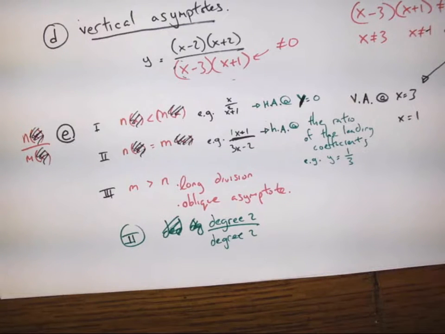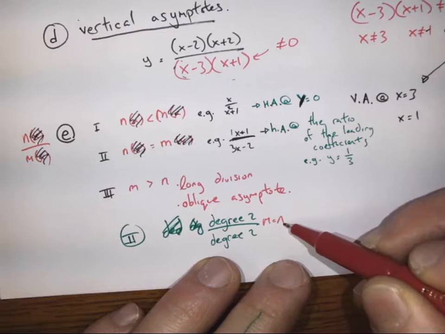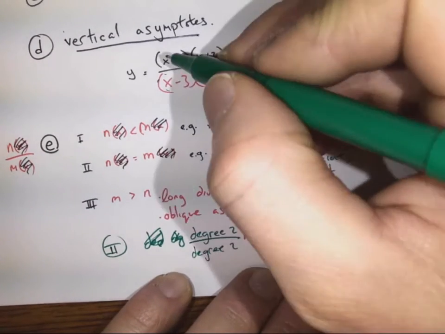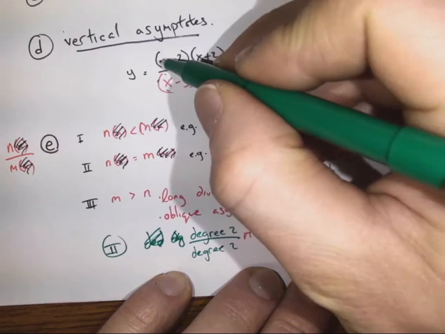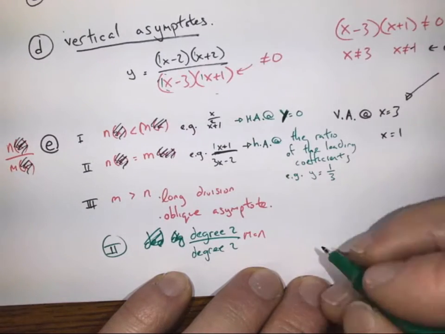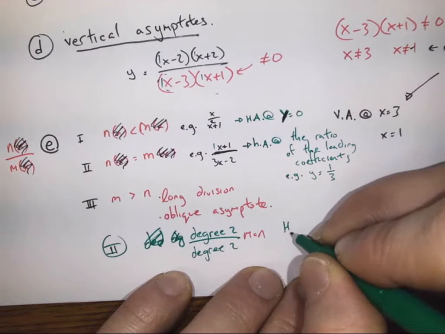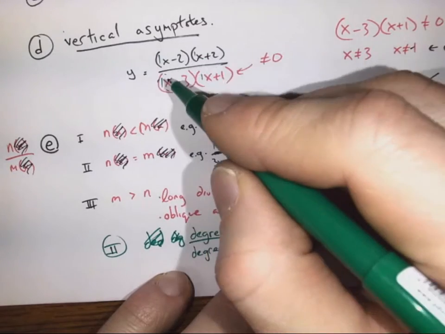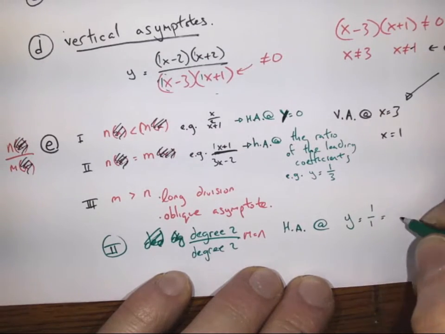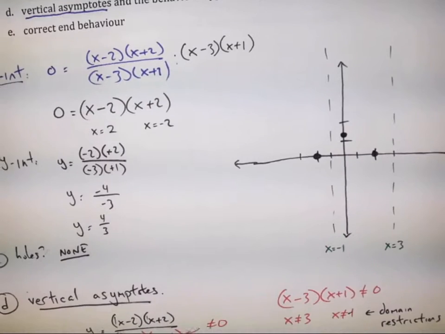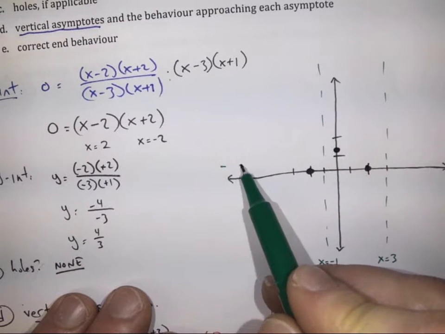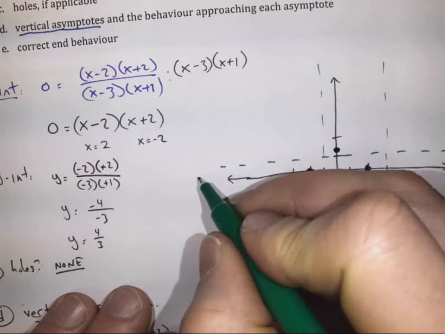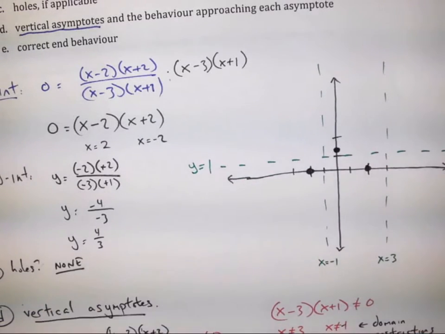So we would say m equals n, and then we need to find the ratio of the leading coefficients. So to do that, I'm going to look at the coefficients of each of these terms. So 1 there, and a 1 there, and a 1 there, and a 1 there. So I'm going to have a horizontal asymptote at y equals 1 times 1 over 1 times 1, which is 1 over 1, or 1. So that means that we'll have a horizontal asymptote at y equals 1.